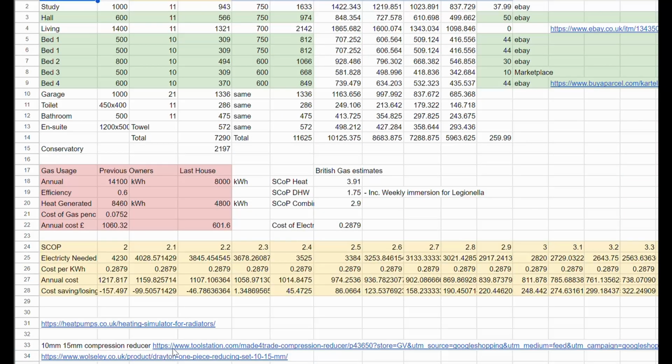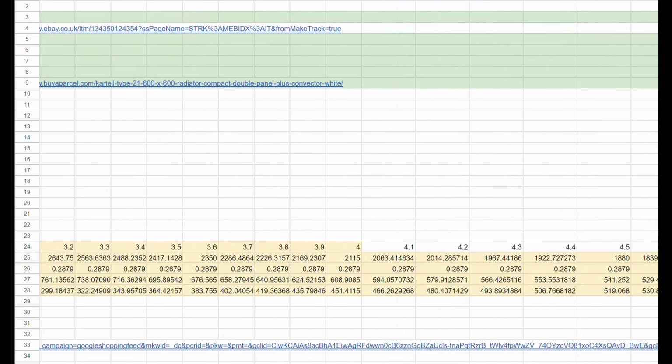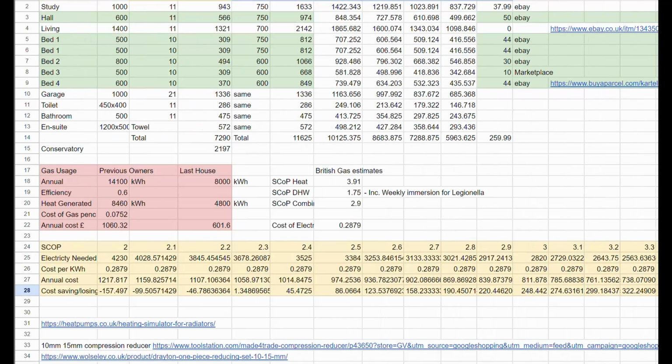Oh, just the comparison. A few people were a little bit dubious. If there's a coefficient of performance of 4.1, it shows a financial saving of £466. I should reduce some of the decimal places on this sheet and try and compact it a little bit. This is the cost saving or loss. So you can see at 2.3, we are already in the green.